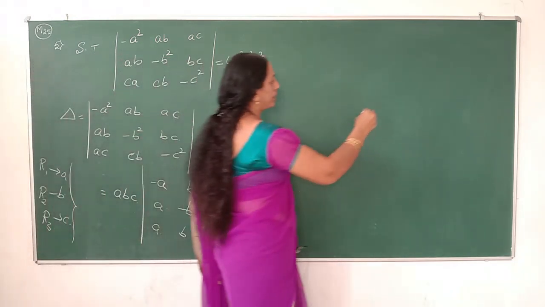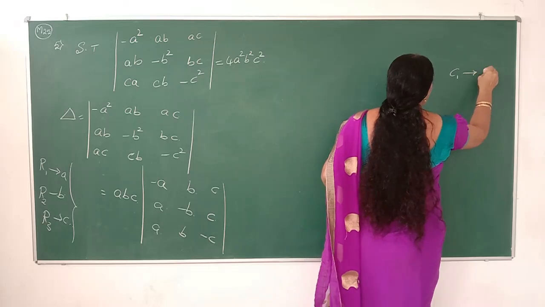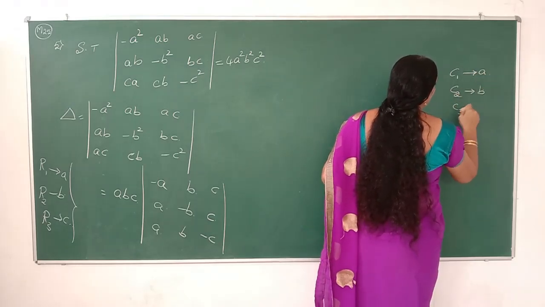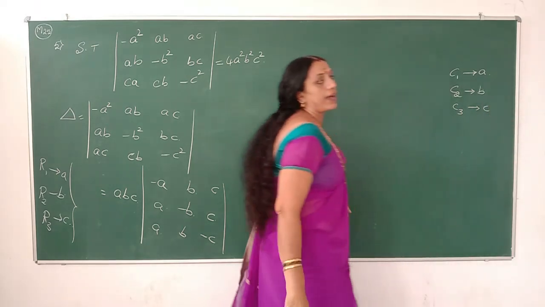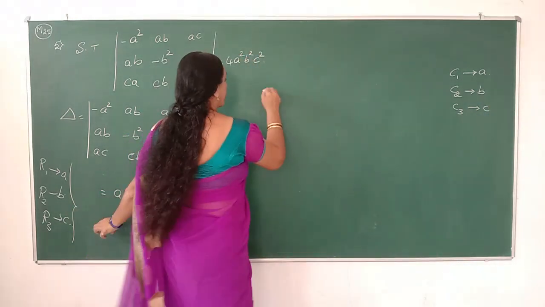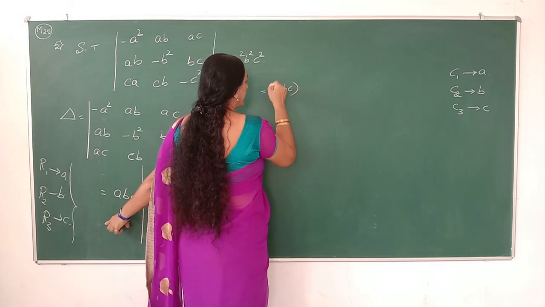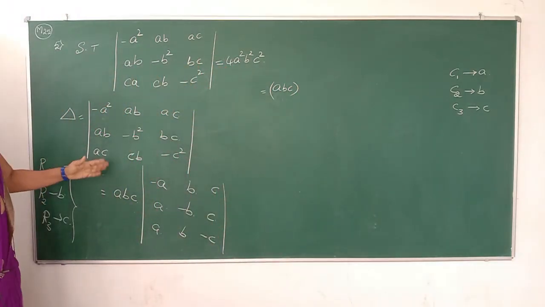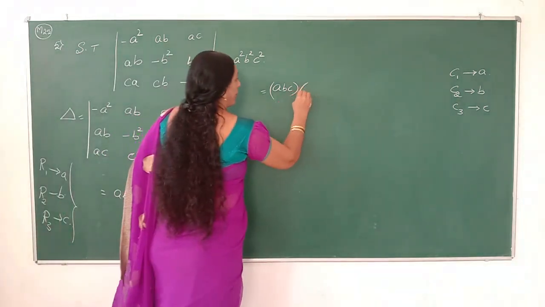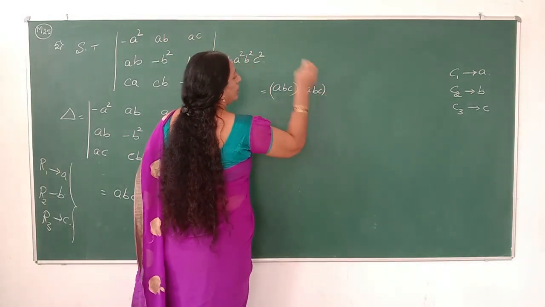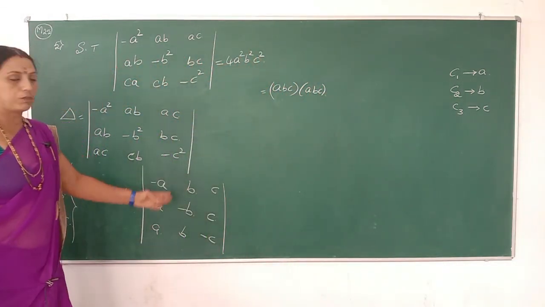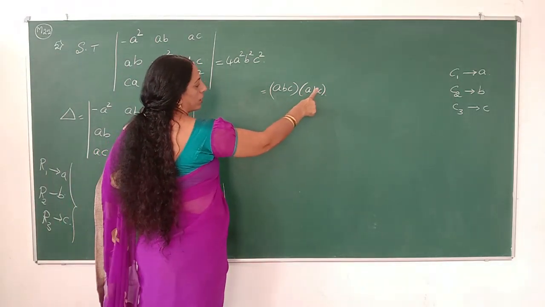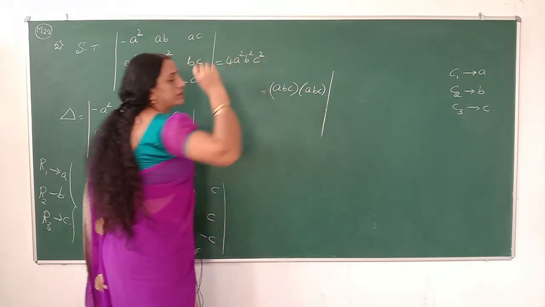Therefore, in the first column A is a common factor, in the second column B is a common factor, and in the third column C is a common factor. Therefore, one of A, B, C already exists from the row operation, and another one of A, B, C exists after the column operation. So A in the first column, B in the second column, and C in the third column.